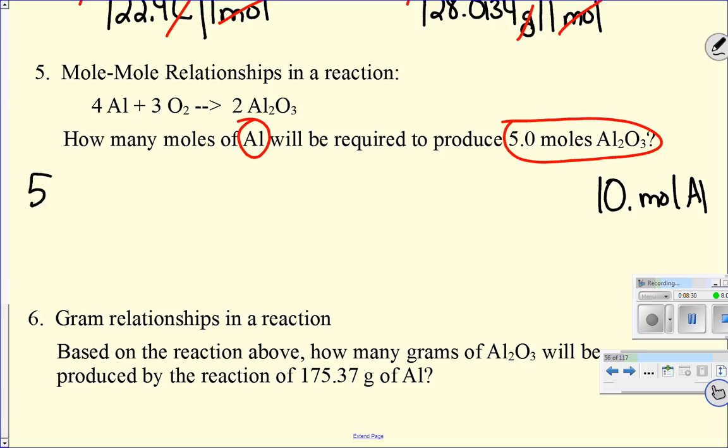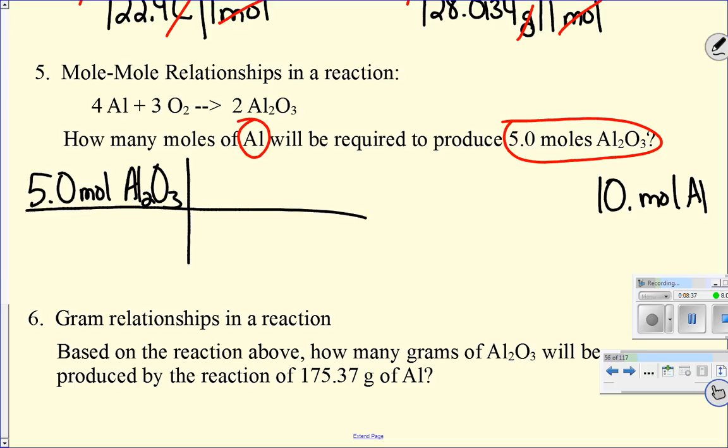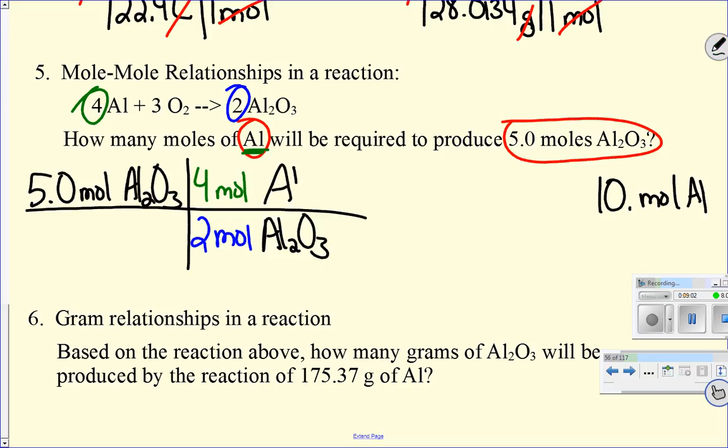Our starting amount is 5.0 moles of aluminum oxide. We need aluminum oxide to go away. We're comparing that to aluminum. So we're going to now go to our reaction. We have 2 moles of aluminum oxide being equivalent to, we're going to compare that to aluminum, 4 moles of regular aluminum.